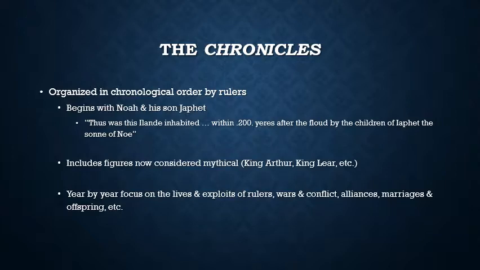Now, although Shakespeare used many different sources, the Chronicles were his primary source, and it's useful to look at how the Chronicles are written to get an idea of what history meant in Shakespeare's time. So these volumes are multiple volumes, a very long work, with separate sections for England, Scotland, and Ireland. Within those sections, they're organized primarily in chronological order by the rulers, from the earliest ruler of England to the most recent.